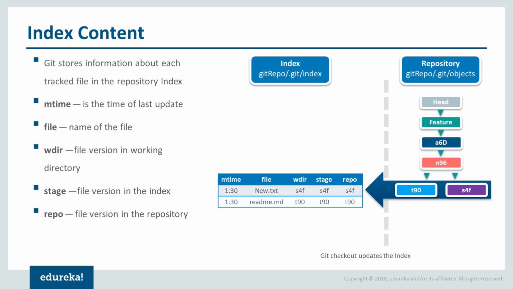This is how the index will look, and it contains the following information: the mtime, which is the time of the last update, the file name, then the file version in the working directory, the file version in the staging area, and the file version in the repository. These are all similar to what we are seeing here. So these are the objects.